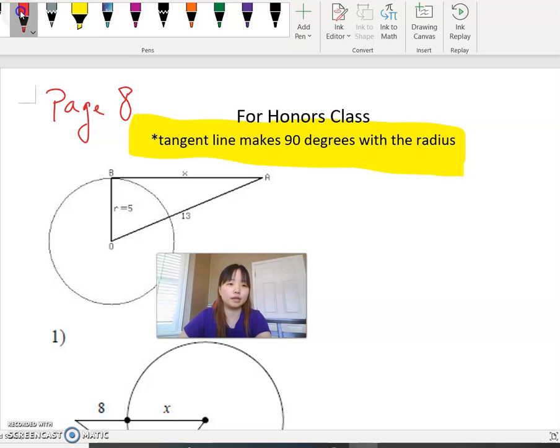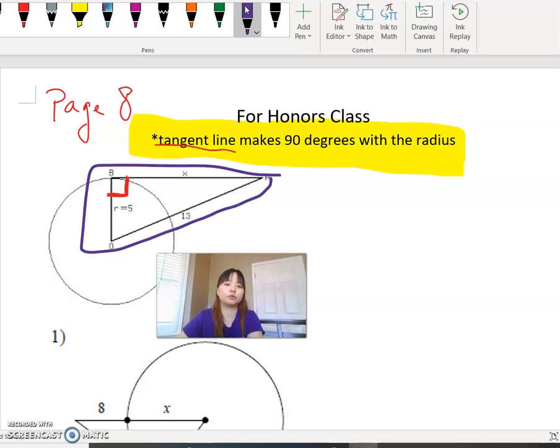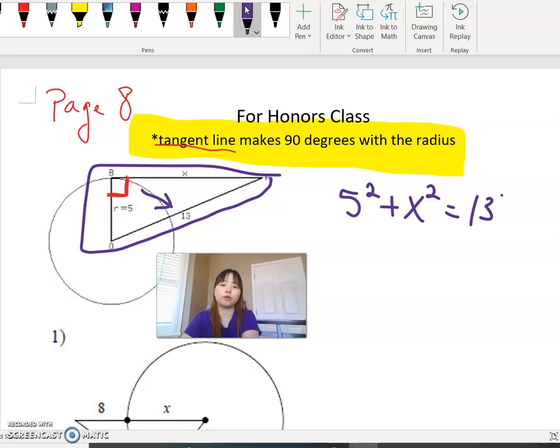So if you look at this, radius is 5. Tangent line is a line that touches circle at one point. So that's your 90 right there. Do you see it's 90 degrees right there? So what do we have here then? We just have a simple right triangle. This is a right triangle. Hypotenuse is 13. One of the legs is 5. The other is x. So all you have to do is 5 squared plus x squared equals 13 squared.